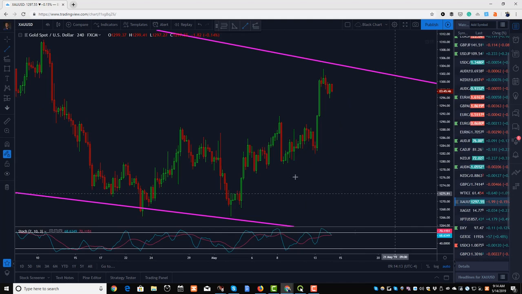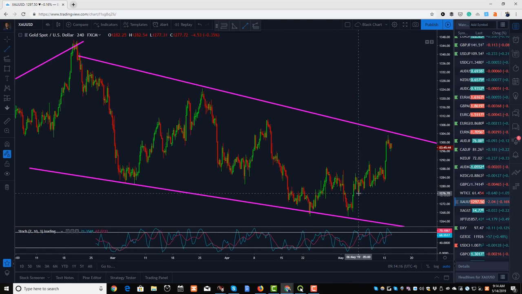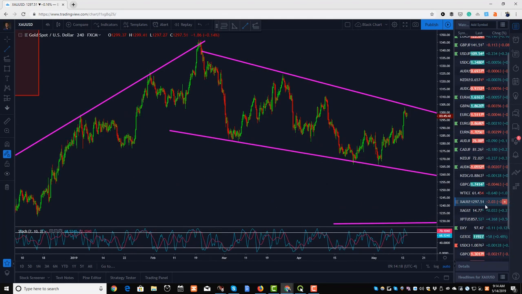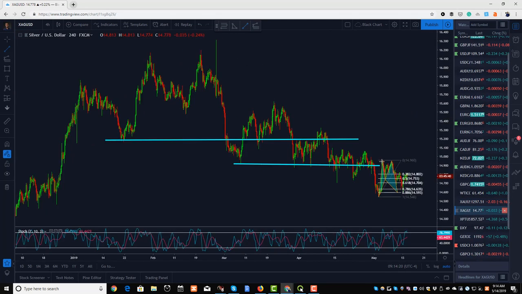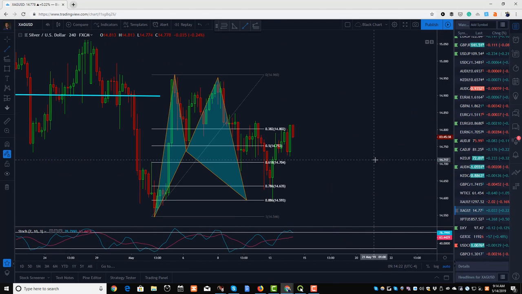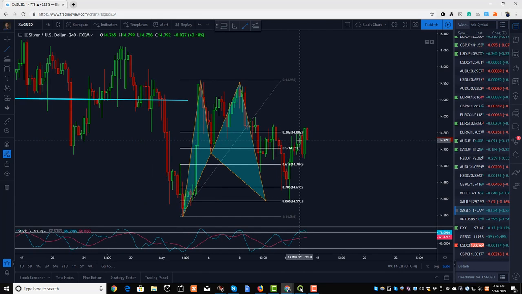Silver had nothing on my radar. That's gold again, sorry, or silver. Silver had nothing on my radar. This was a BAT we looked at last week. Worked out fine. Congrats to all you BAT traders.